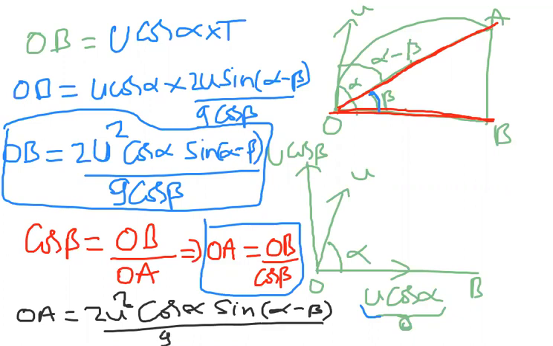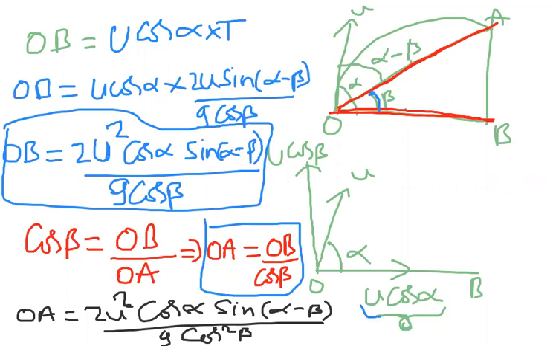Okay, no problem. One cos beta is there here. Observe carefully here. One cos beta here by cos beta, cos beta into cos beta. What will I get? Yes, cos square beta. This is the expression I am getting for OA.